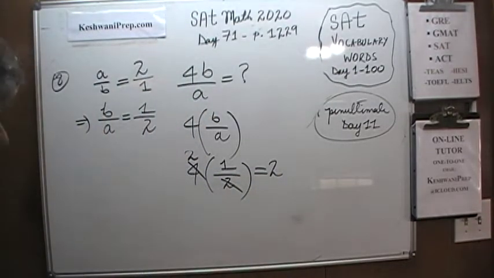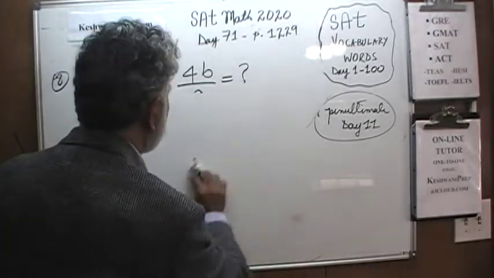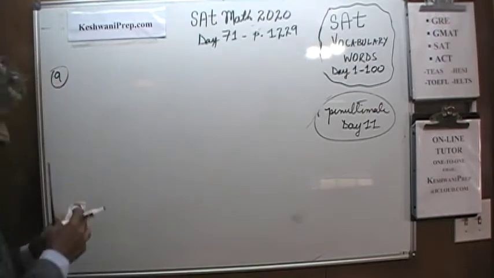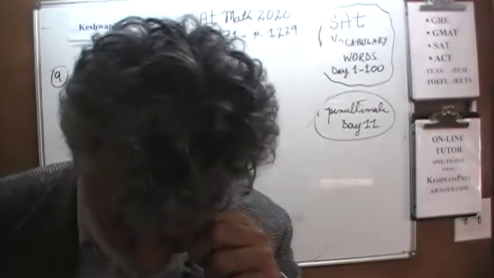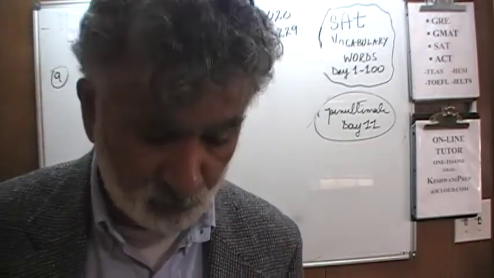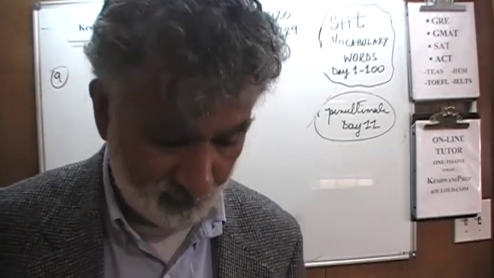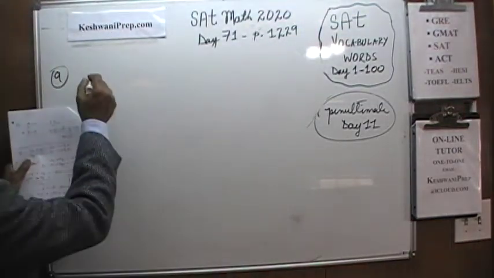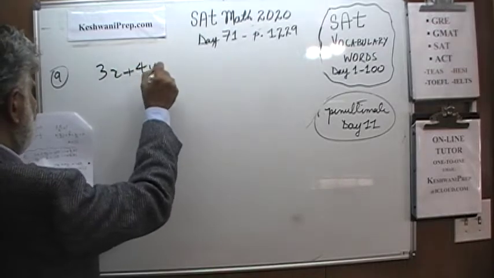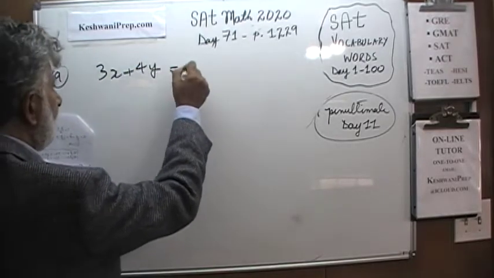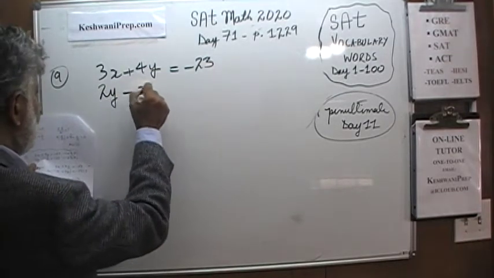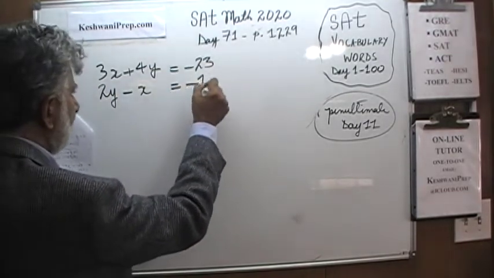Number 9. In number 9, we are given two very simple, very straightforward linear equations, and we just have to find the solution set, the point at which the two lines intersect. And here are the equations. We are told that 3x plus 4y equals negative 23, and we are told that 2y minus x is equal to minus 19.